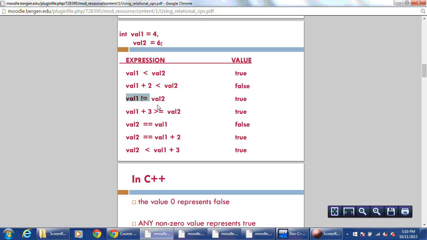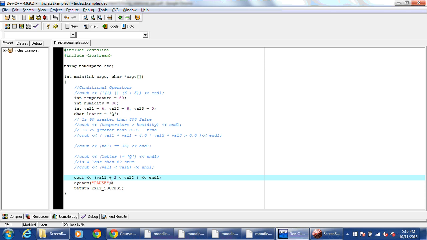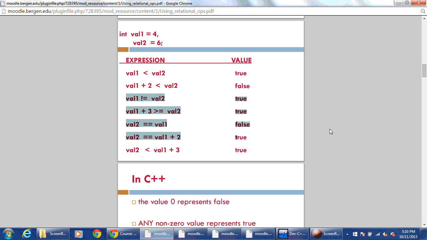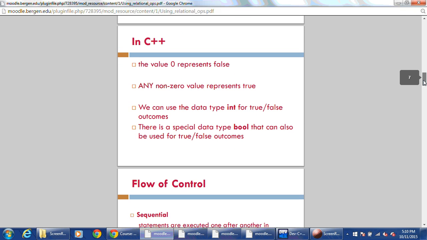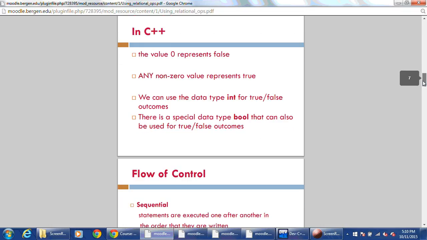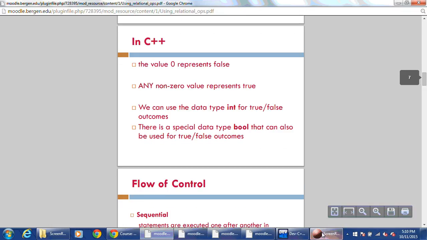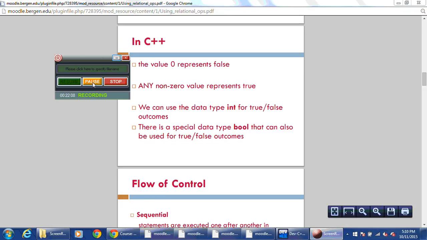Try these examples using what I just did and see how they evaluate. I'll give you a couple of minutes to do that, and I'll pause it for a second, and then we can continue with this.